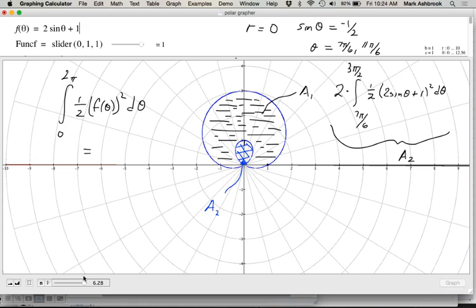So, suggestions, what do you think? Somebody new, somebody who hasn't answered yet. What do you think? A1 plus A2 has been suggested. What do we think?